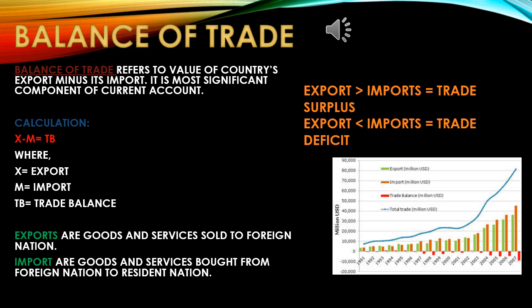Balance of trade. Balance of trade refers to the value of a country's exports minus its imports. It is the most significant component of the current account. Calculation: X minus M is equal to TB, where X is exports, M is imports, and TB is trade balance.